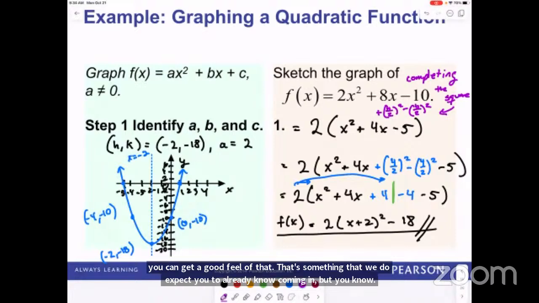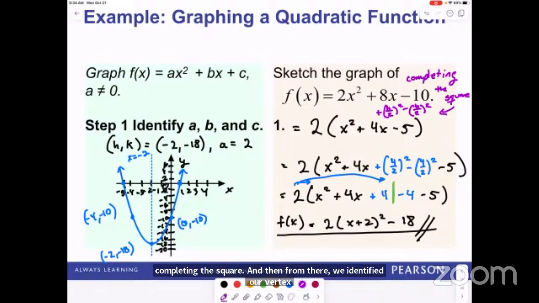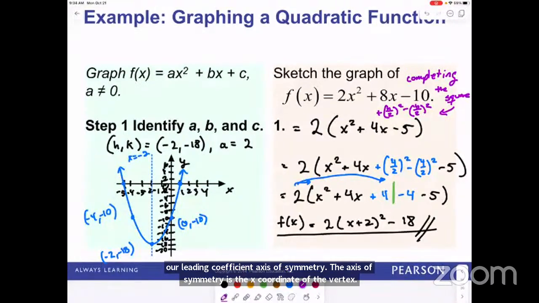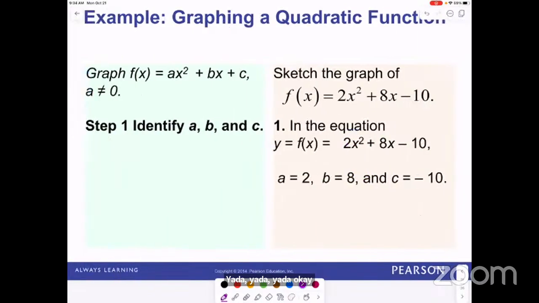We got it in the standard form using completing the square, and then from there, we identified our vertex and our leading coefficient, axis of symmetry. The axis of symmetry is the x-coordinate of the vertex. In this case, that was x equals -2, yada, yada, yada. Okay. Let's see. So they identified their A, B, and C.